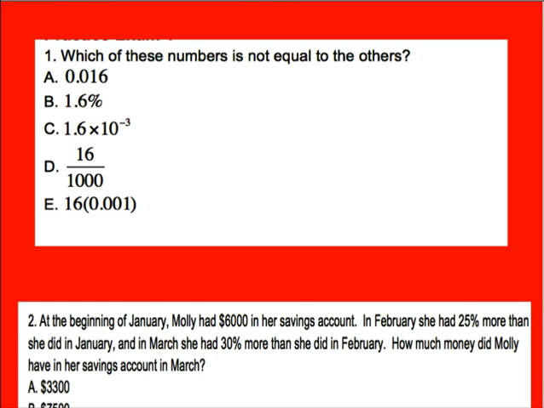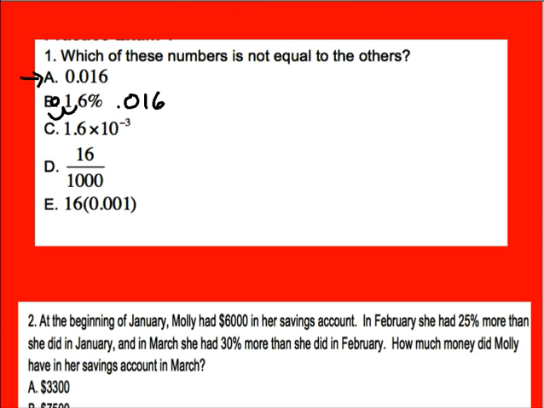Number 1, which of these numbers is not equal to the others? Now, it's easier to compare numbers if they're all in the same form. So I'm going to convert all of these to the same form. That means decimals. A is fine, because A is already given to me in decimal form. For B, to change a percent to a decimal, I'm going to move the decimal point over twice. Put a 0 in there, so 0.016, same thing.